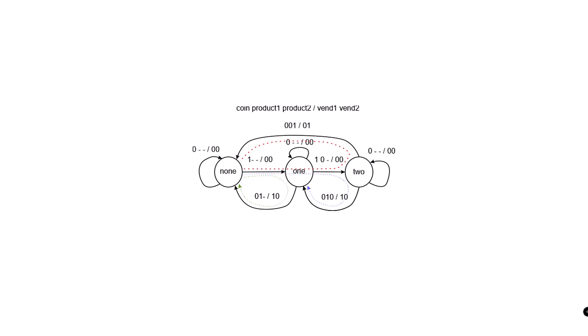If the customer requests product 2, the machine vends that product and returns to the none state. If the customer requests product 1, the machine vends that product and returns to the 1 state because the customer spent only 1 coin. Since this simple machine doesn't provide a coin return, the only way for the customer to retrieve the value of the coin is to hit product 1 again.